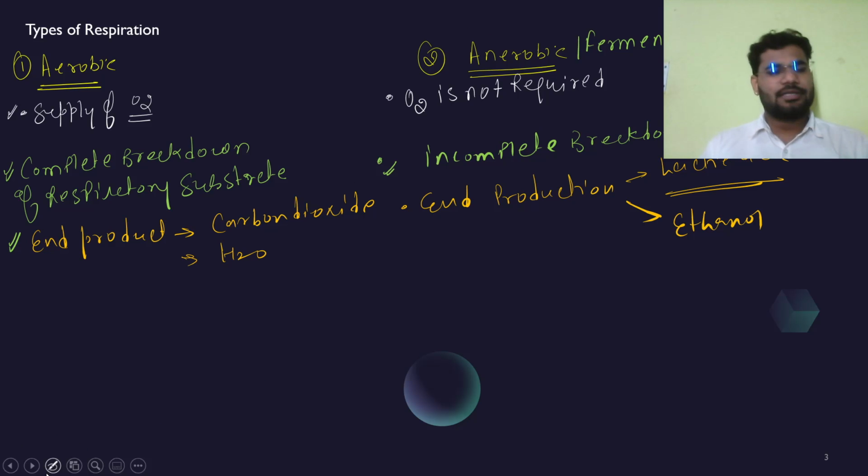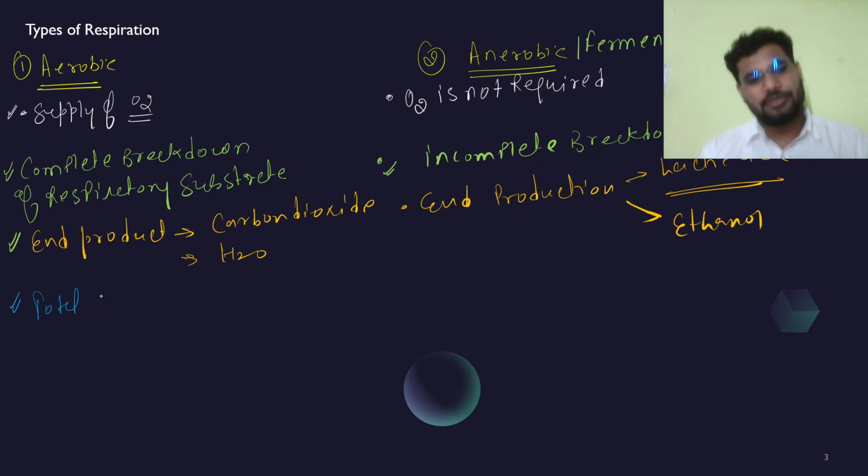Let us compare these two on the basis of the total amount of energy. If I talk about the total amount of energy in aerobic respiration, that is 38 ATP.